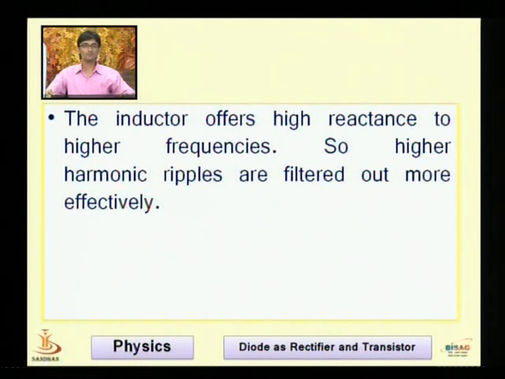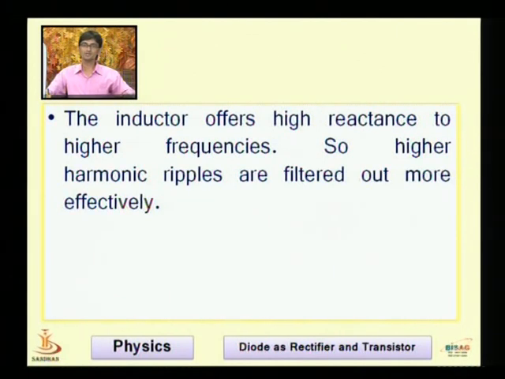The inductor offers high reactance to the higher frequencies. Now what was the formula for the capacitive reactance? It was XC equal to 1 upon 2 pi FC. If there is a frequency component, XC decreases. If there is no frequency component, XC is infinite. This is about the XC.